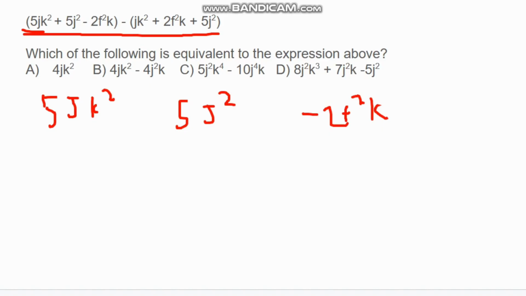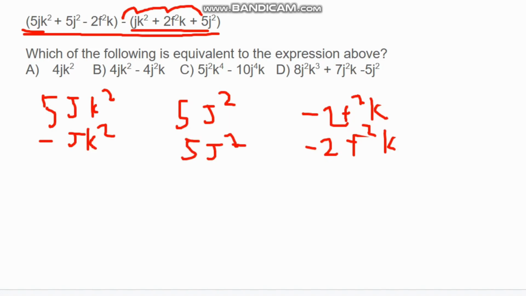Now, I'm going to write each of these under the ones that it matches up with. And also, I'm going to distribute this negative to each term. So negative jk squared. I'm going to find jk squared, which is here, but I got to make it negative because of the negative out front. 2f squared k, it goes here, and it's negative because of the negative out front. And then 5j squared, and it's negative.